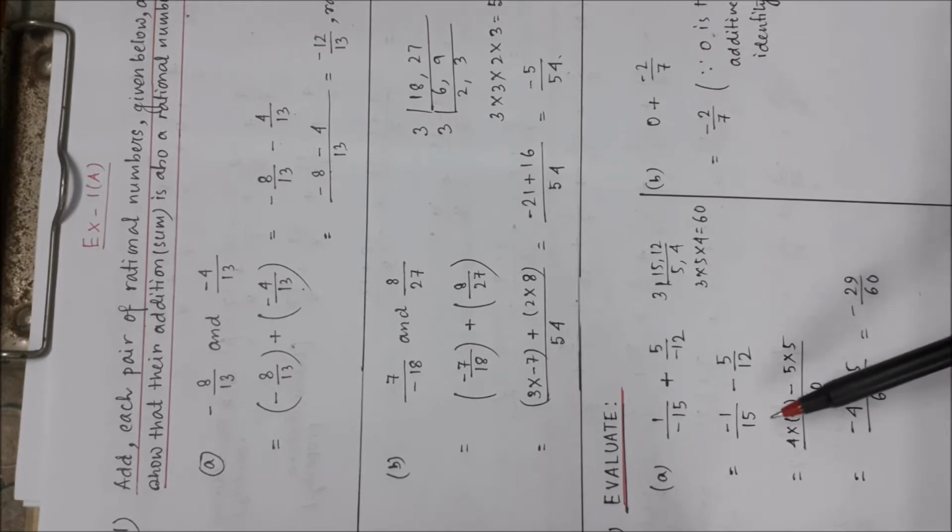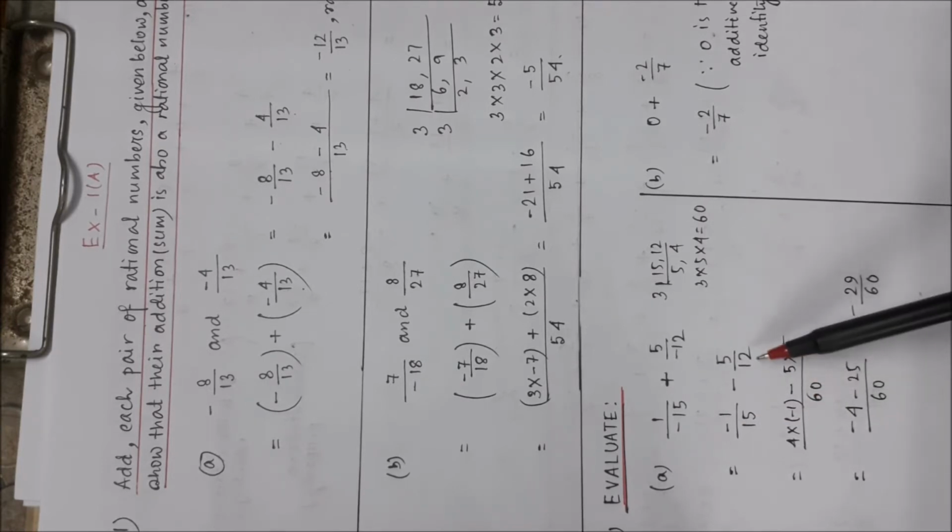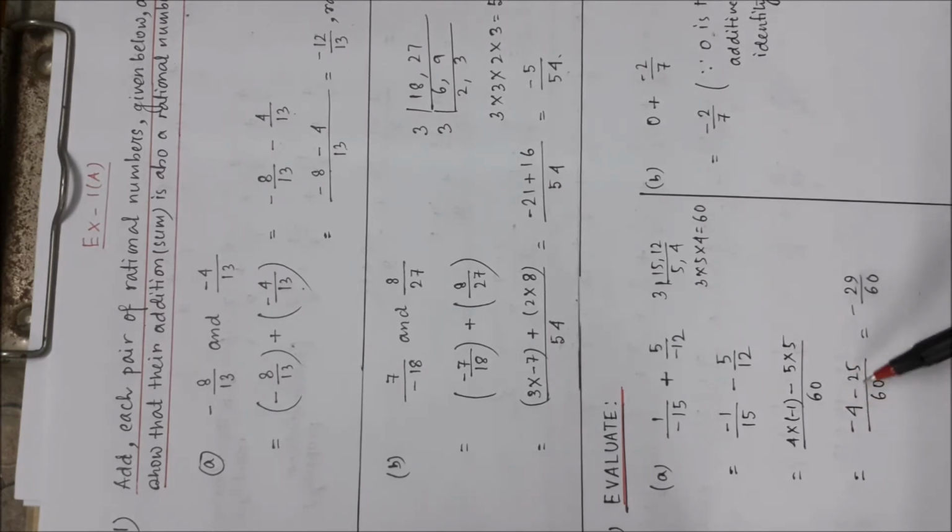Now we simplify the numerator. 60 divided by 15 is 4, multiplied by minus 1, minus 60 divided by 12 is equal to 5, multiplied by 5. So 4 into minus 1 is minus 4. 5 into 5 is 25. So minus 4 minus 25 by 60. So minus 4 minus 25 is equal to minus 29 by 60.